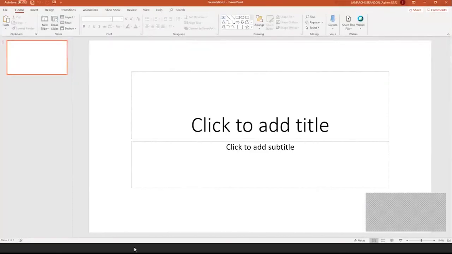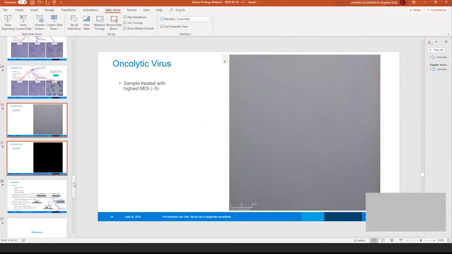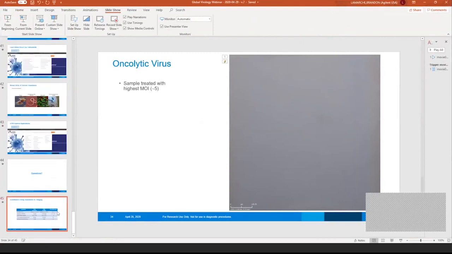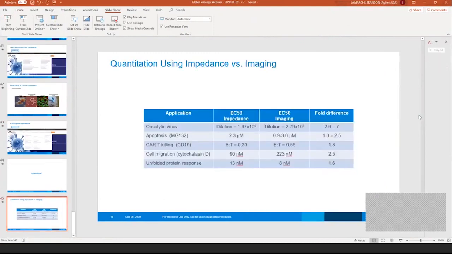Yeah, that's a great question. So I'd actually put together just a quick table to address that. So I'm showing here, I think, 5 different types of assays. So oncolytic virus, apoptosis, some CAR-T mediated killing, cell migration. And this is an assay looking at activation of something called the unfolded protein response. And then I've shown the EC50 values here using either impedance or imaging.